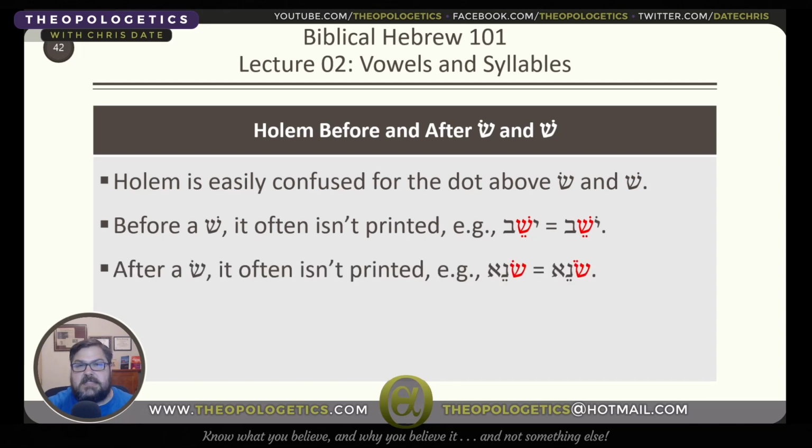After a sin, remember the sin has the dot on the upper left corner, the sun sets in the west. After a sin, the holum often isn't printed either, and the holum is just subsumed into the dot over the sin. Or put another way, the dot over the sin acts as the distinctive mark of the sin and as the holum. So just be aware of how sin and shin work around holums.